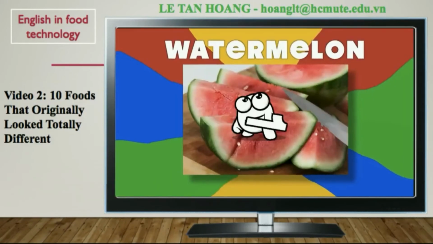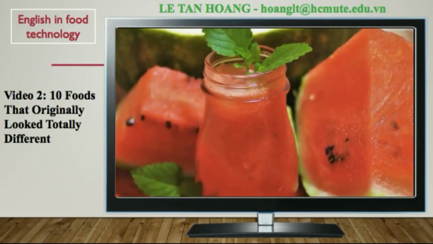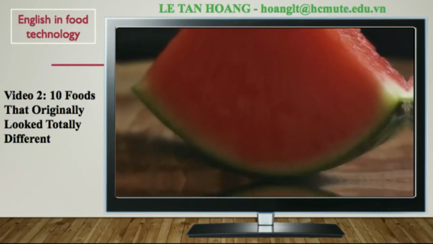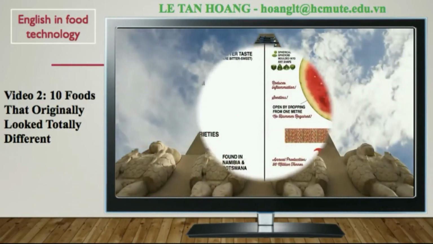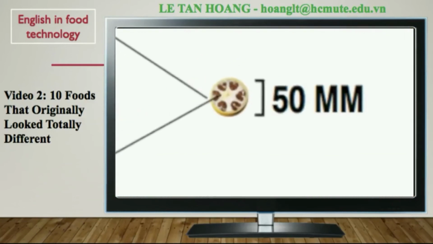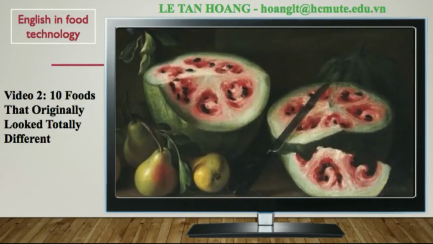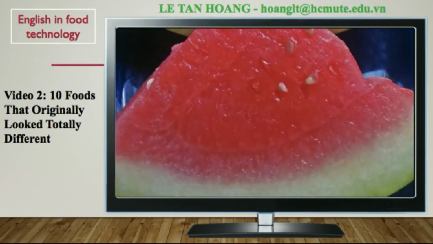Number 1. Watermelon. Watermelons have actually been around for millennia, and they're one of the fruits that have most drastically changed in appearance over the years. The first recorded harvest of the fruit happened 5,000 years ago in Egypt. Those watermelons were unrecognizable by today's standard. They were a fraction of the size they are now, measuring around 2 inches in diameter. They were also extremely bitter, tasting nothing like the sweet fruit we have today.